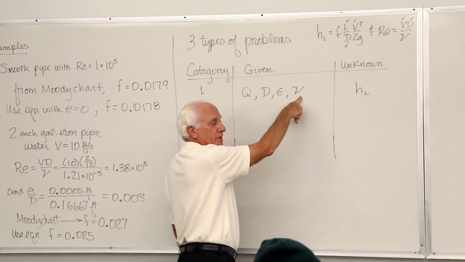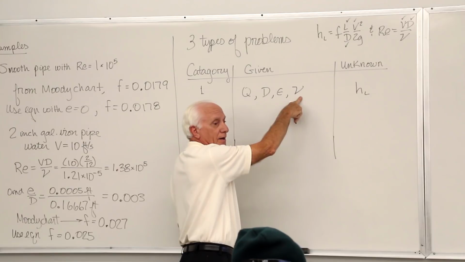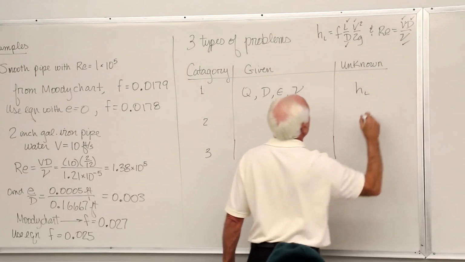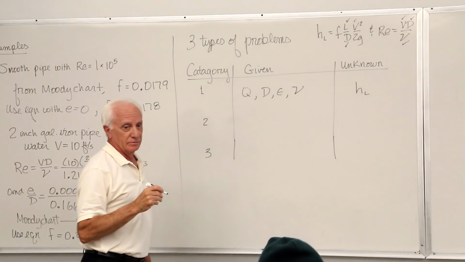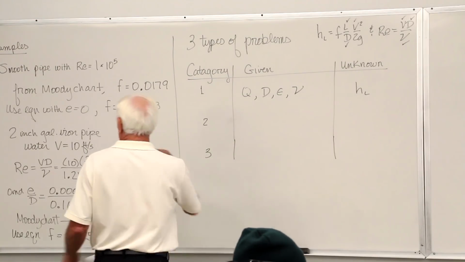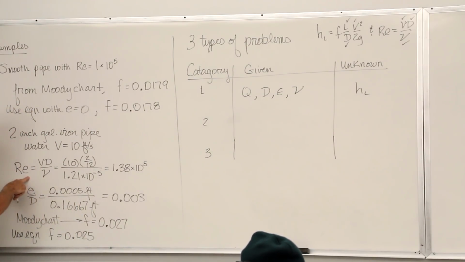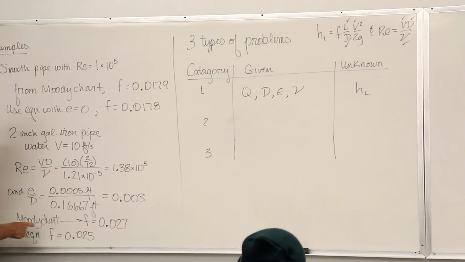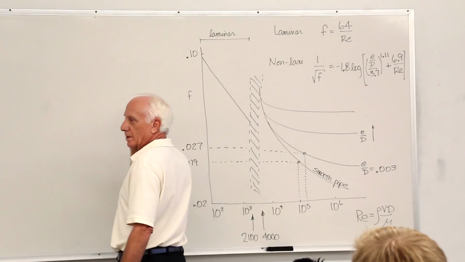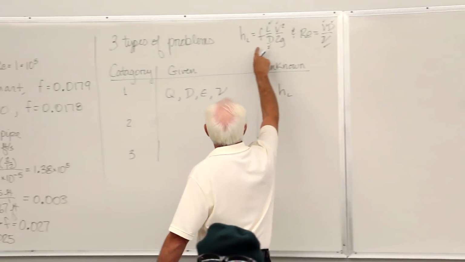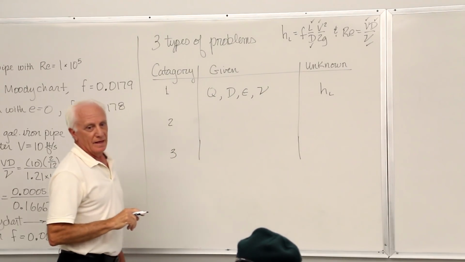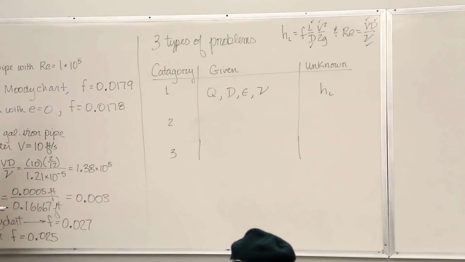I know what the fluid is. Let's just say it's water at 120 degrees Fahrenheit. Okay, I know nu. Got it. Do I know the Reynolds number? Of course I do. Do I know E over D? Of course I do. What do I do if I know the Reynolds number and E over D? I go to the Moody chart. From the Moody chart, what do I find? The friction factor. Where do I use the friction factor? I put it up here. And what do I calculate? HL. That means the head loss due to friction in the pipe.